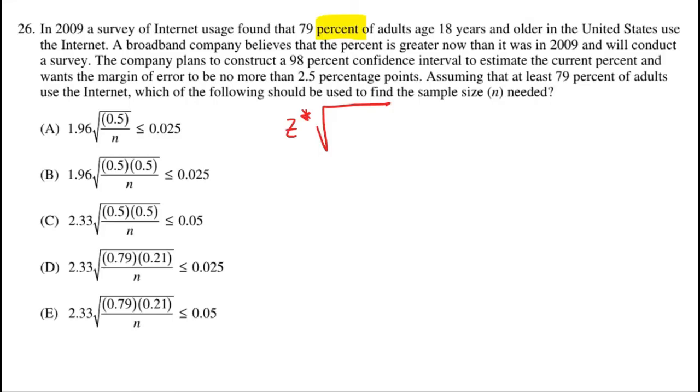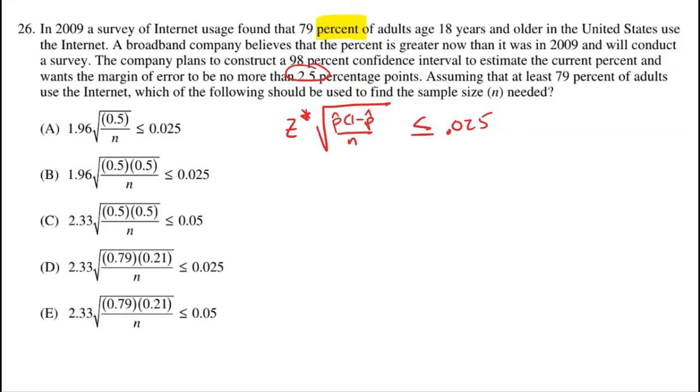All right, so inside the square root here, that's going to be our p hat times 1 minus p hat, all divided by n. And we're looking for this margin of error to be less than or equal to 0.025. That's the margin of error that they said they wanted to achieve, the 2.5 percentage points. All right, so now I just have to fill everything in, and look at the choices. They're not actually asking me to solve it. They're asking me to set it up.